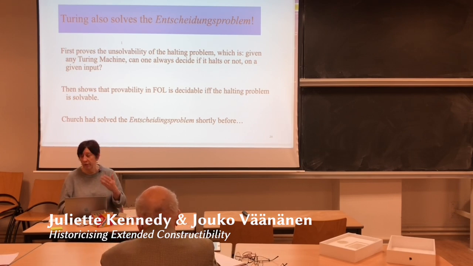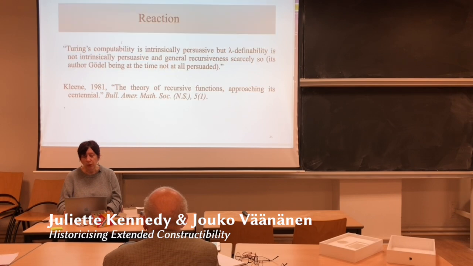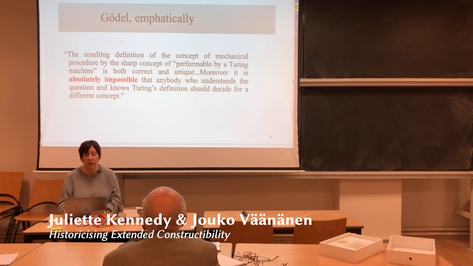You have a recursive set of axioms, as we would say nowadays. The question is whether or not something is a theorem, whether something follows from that axiom set. That's called the Entscheidungsproblem, and it's unsolvable. Now Turing solves it with his method. Church had solved it just before, but by a completely different method. So here's Kleene: Turing's computability is intrinsically persuasive. None of the others are.